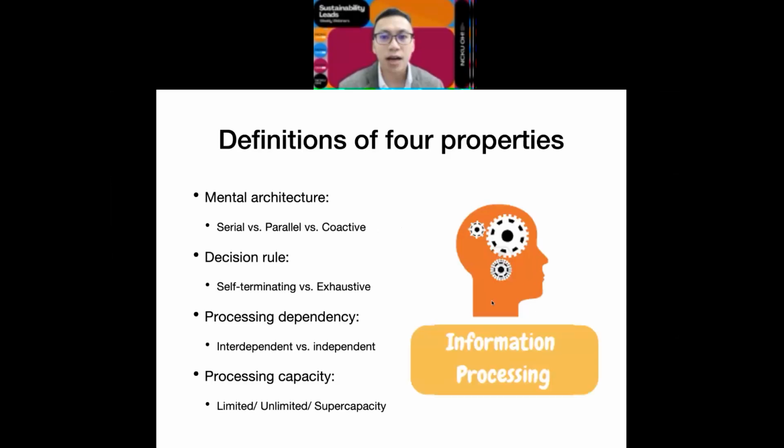There are several issues related to information processing during decision making with multiple signals. I list four important issues and properties related to multi-attribute information processing. The first issue is the mental architecture. The second issue is the decisional stopping rule. The third issue is processing dependency. And the fourth and final issue is the processing capacity. I will introduce these four properties in the following slides.